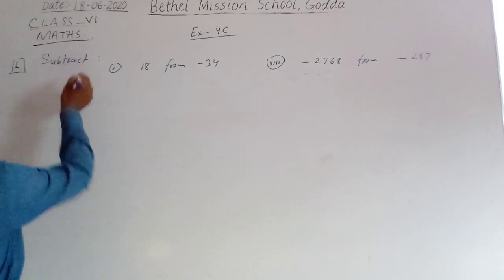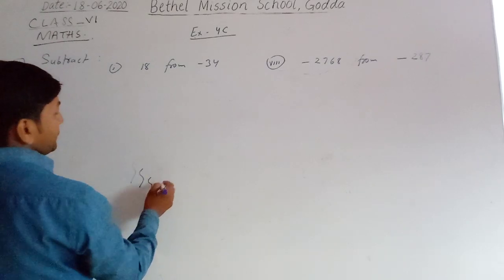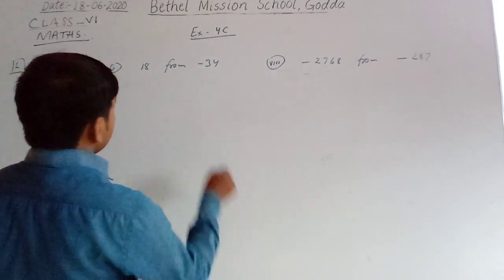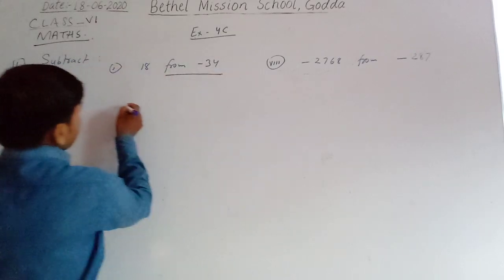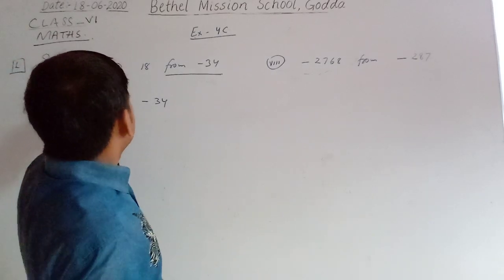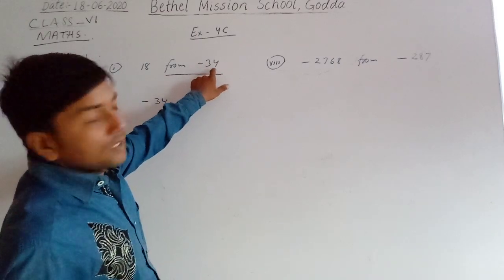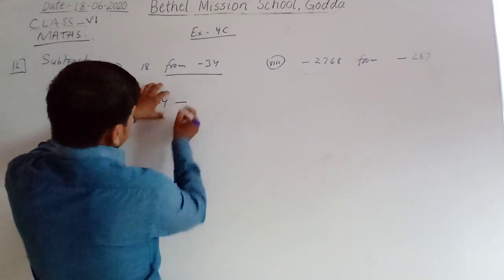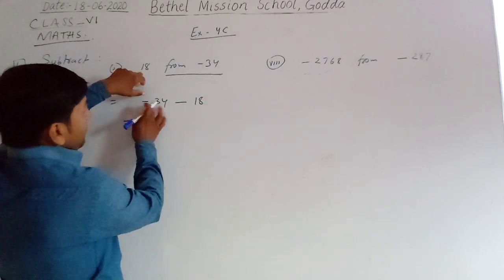First question says that subtract 18 from minus 34. Okay, we have to subtract. One thing always keep in mind: the number written with "from" you have to write first. You are told to subtract 18 from minus 34, which means this number with "from" you have to write first, then subtract means minus symbol and this number 18. You know already minus plus.